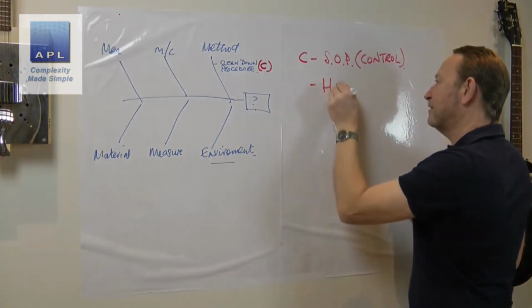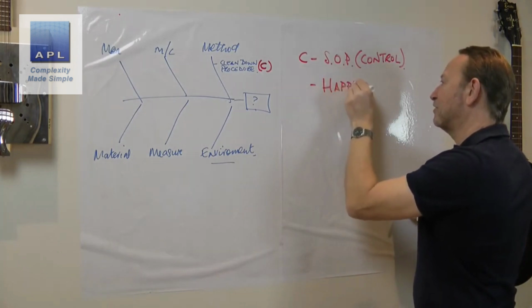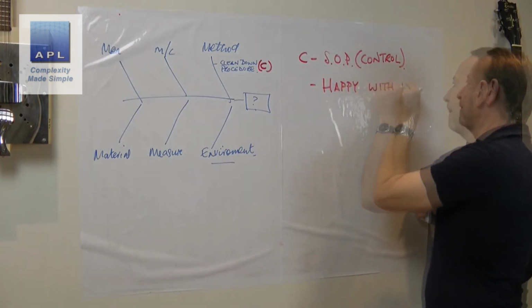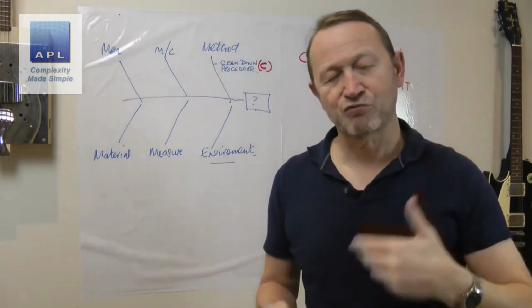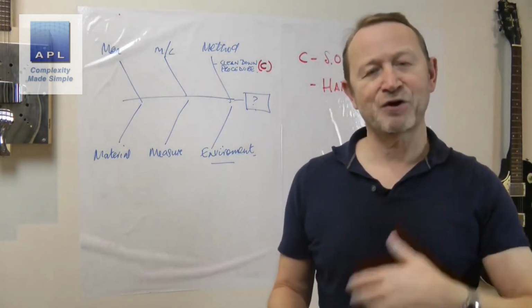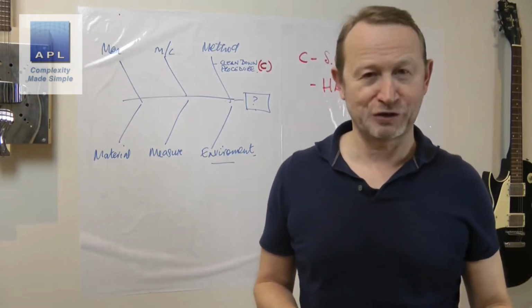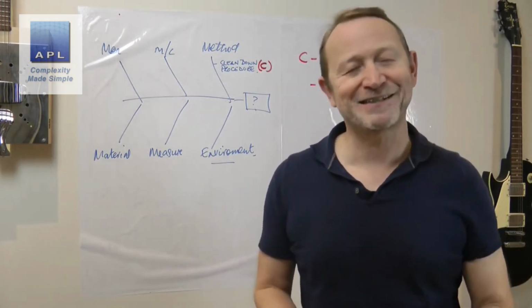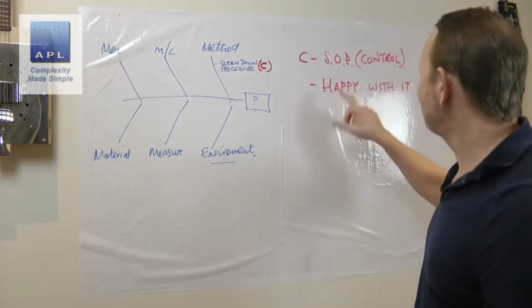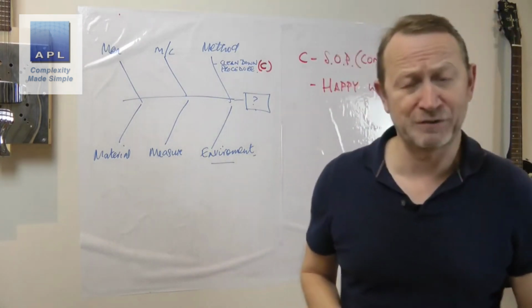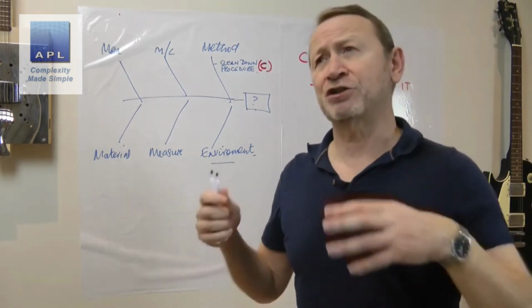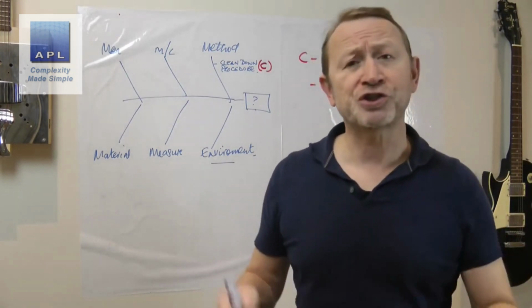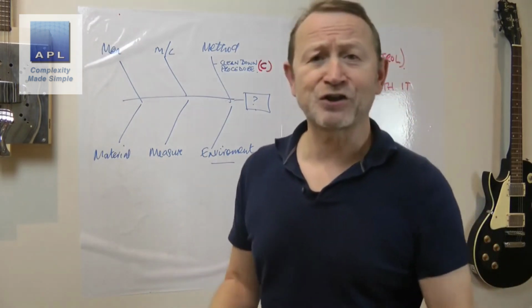You have to be happy with the control. In other words, the standard operating procedure, the rule that you've got, everybody agrees that it works. Everybody agrees that it says something. So for example, if you read your standard operating procedure and it says something like, the technician should adjust the heat until they get a good result.